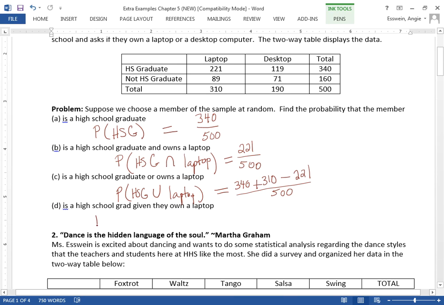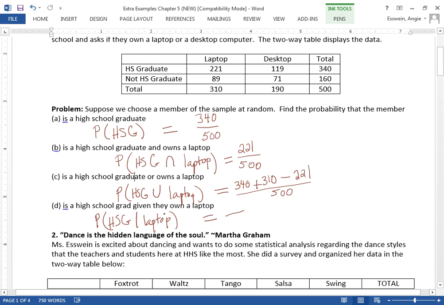And now we're getting a little bit fancier. Probability high school graduate, given that, and the symbol for given that is this vertical bar. So make a note if you need that. Given that you own a laptop, what is the probability you're a high school graduate if you own a laptop? So now what you divide by is a little bit trickier. So I want to do that part first.